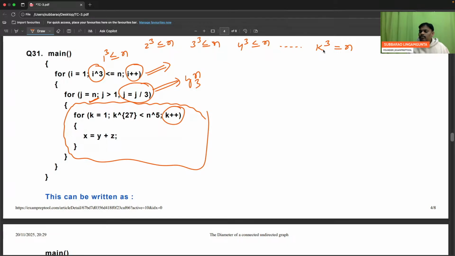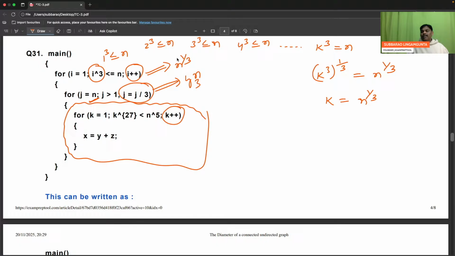If k cube is equal to n, what is the k value? Just apply whole power 1 by 3, because I want the k value. Both sides do power 1 by 3. Then it becomes k, so k is equal to n power 1 by 3. So remember, the first loop is n power 1 by 3. Be careful. Don't do anything blindly. So the I loop is n power 1 by 3.